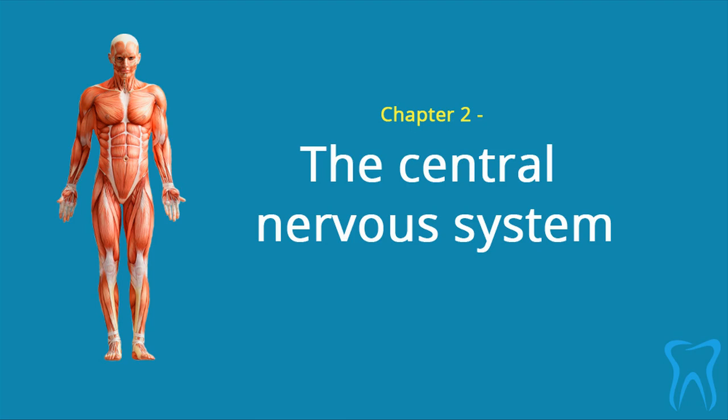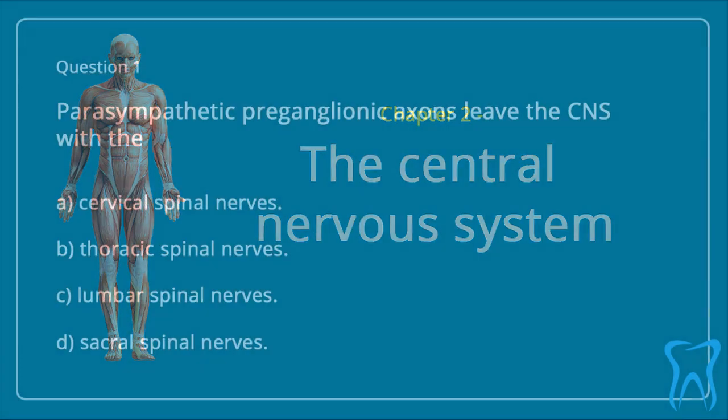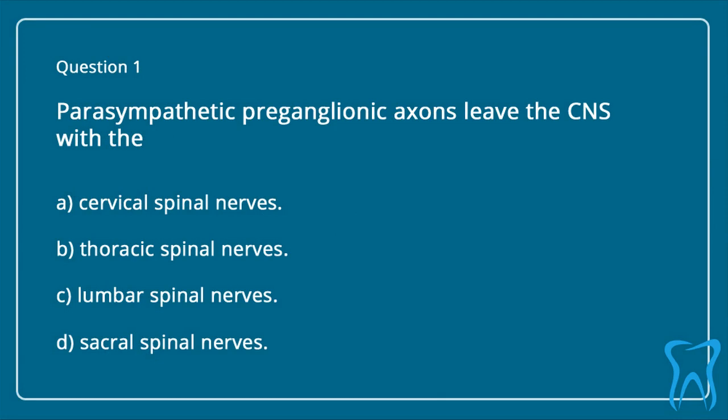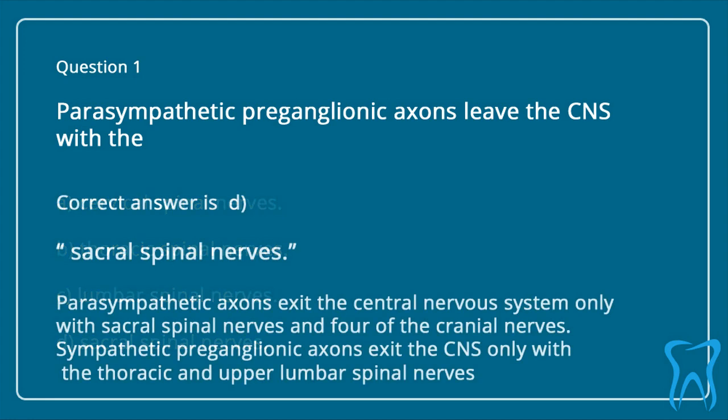Chapter 2, the Central Nervous System. Question 1. Parasympathetic preganglionic axons leave the CNS with the A. Cervical spinal nerves, B. Thoracic spinal nerves, C. Lumbar spinal nerves, D. Sacral spinal nerves. Correct answer is D. Sacral spinal nerves.